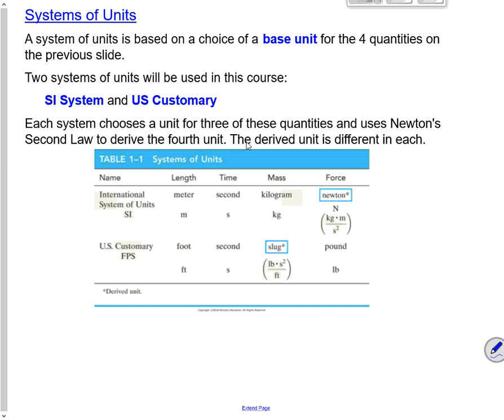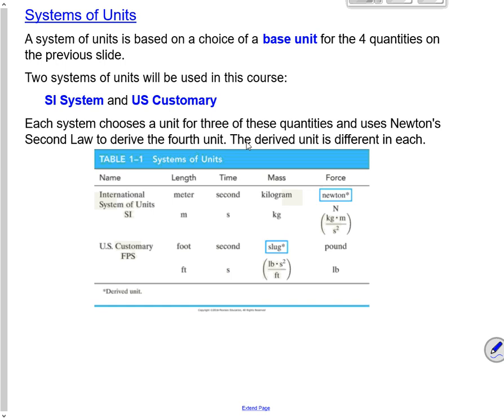So in the SI system, they just create units for length, time, and mass. The meter, the second, and the kilogram, those are defined. Somebody picked what those were going to be. But then once I've picked those 3, I use Newton's second law to solve for what force is, and that determines what my standard unit of force is, the Newton. A Newton is a kilogram meter per second squared.